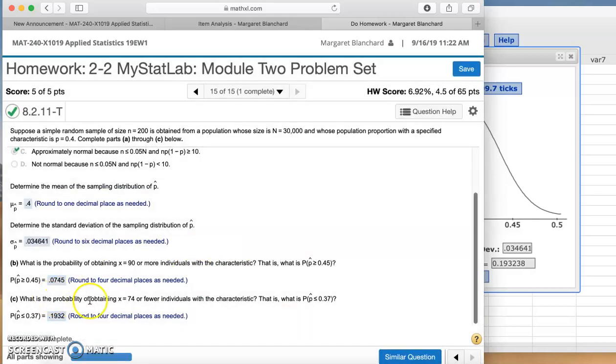So we would say that the probability of 74 or fewer individuals with that certain characteristic would be 0.1932. That's how you do problem number 15 on Module 2. If you have any questions, let me know.